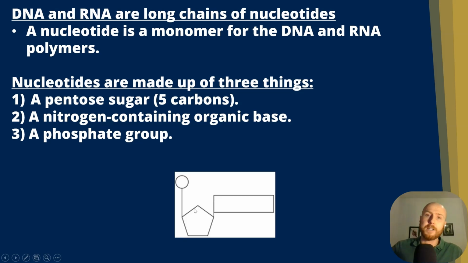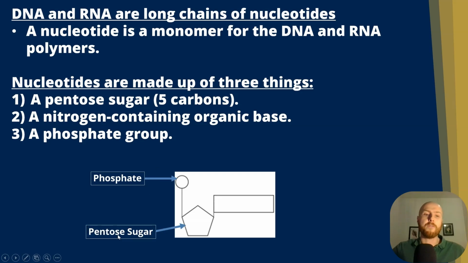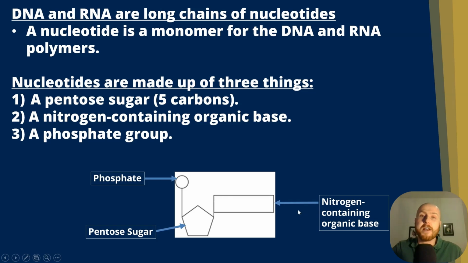At the bottom, I've got a little nucleotide here, and we can see the phosphate there. We've got the pentose sugar. So, for example, a nucleotide in DNA will have deoxyribose sugar, whereas a nucleotide in RNA will have ribose sugar. And then finally, we have the nitrogen-containing base, the organic base.